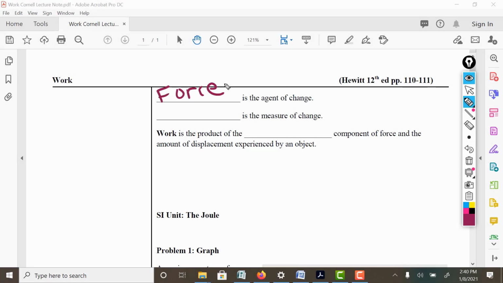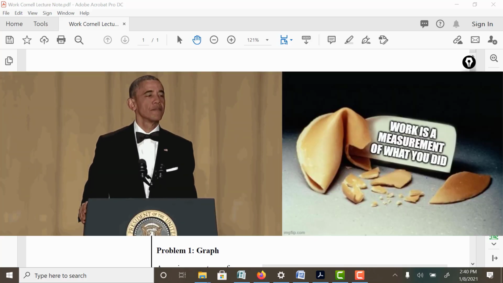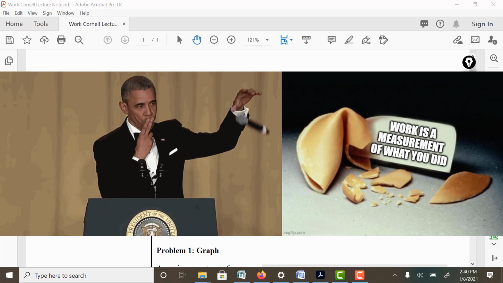Force. Force is the agent of change. However, the measurement of change is work. Consider for a moment, when you say you put in work, work isn't just doing something. Work is a measurement of what you did.